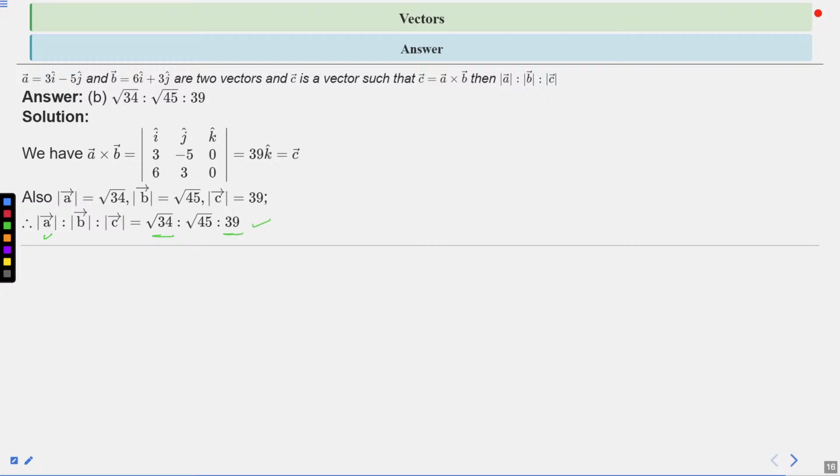Now one question for you. This is a very basic question. Please solve. Suppose we have two vectors. A vector is equal to 3 I cap plus j cap plus k cap, and B vector is equal to I cap plus j cap plus k cap. What is the dot product of A vector dot B vector? Please solve. What is the answer? This is a very simple question.